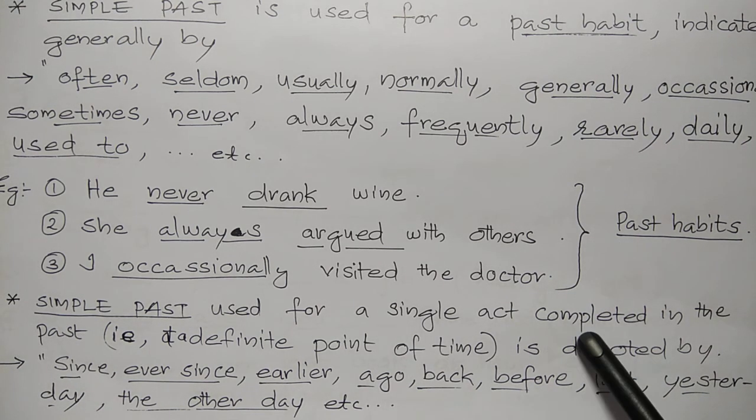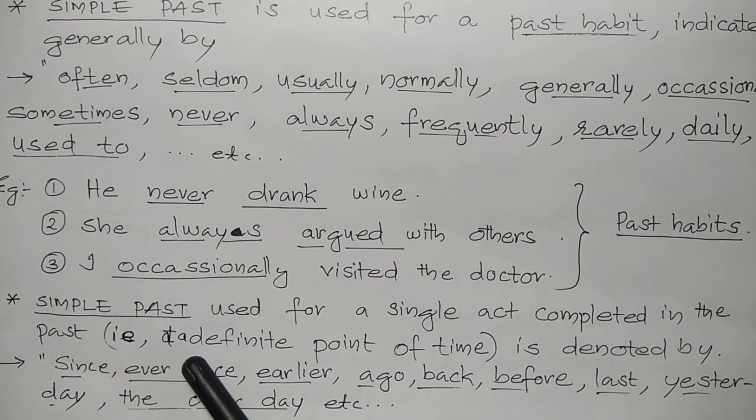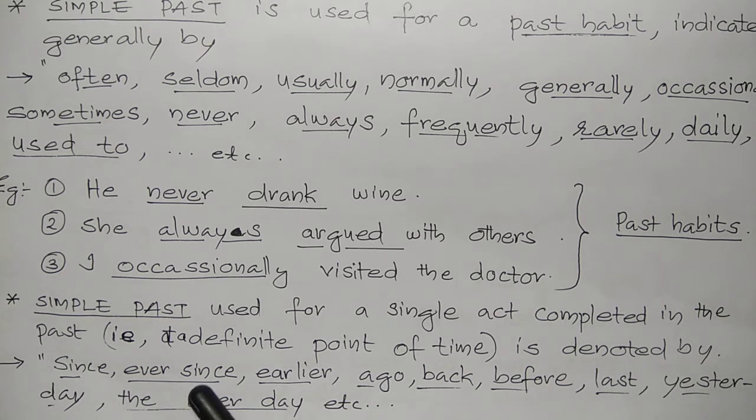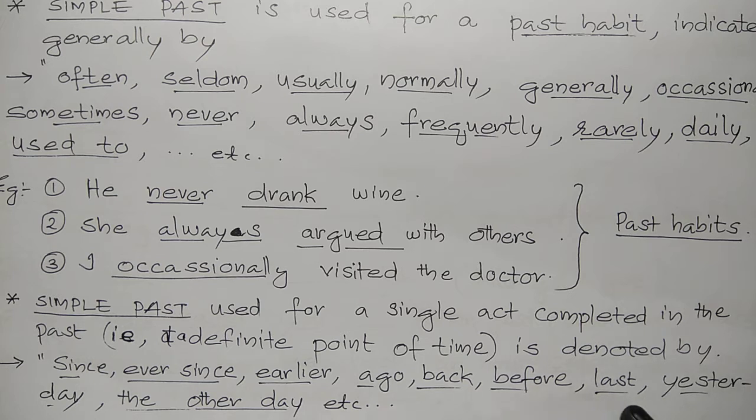Simple past is used for a single act completed in the past, that is at a definite point of time, denoted by the words since, ever since, earlier, ago, back, before, last, yesterday, the other day, etc. So if a point of time is said in the past, then we use simple past, and these words indicate an action happened in the past. It shows a point of time in the past.